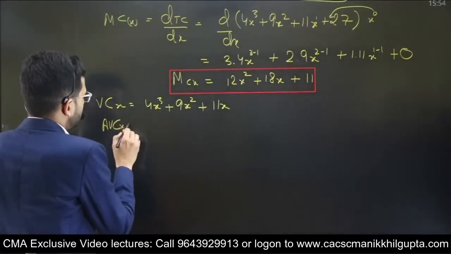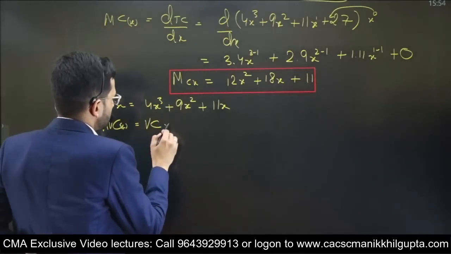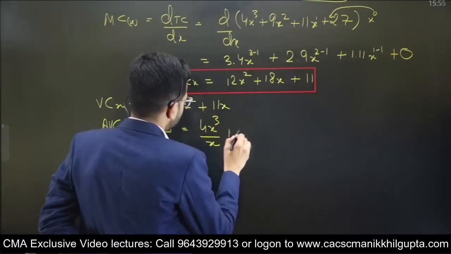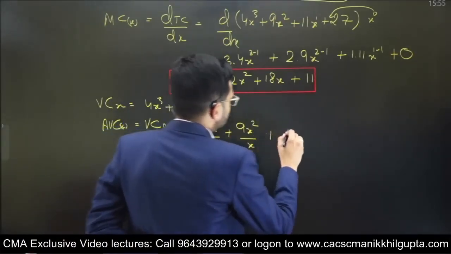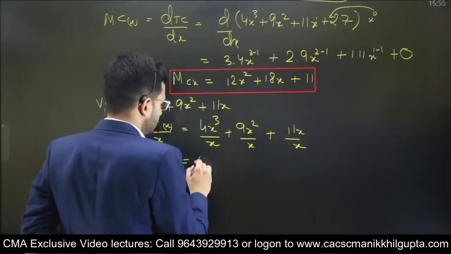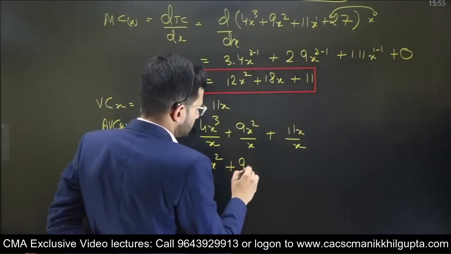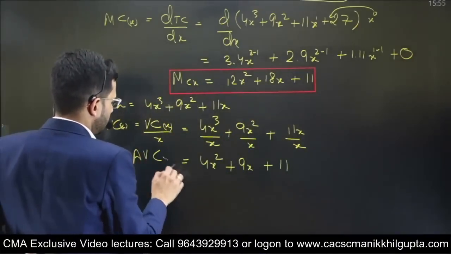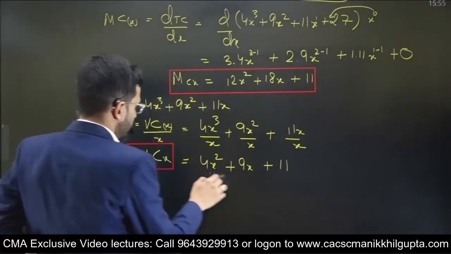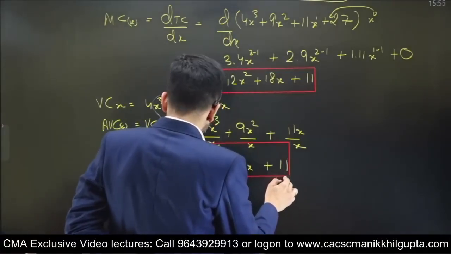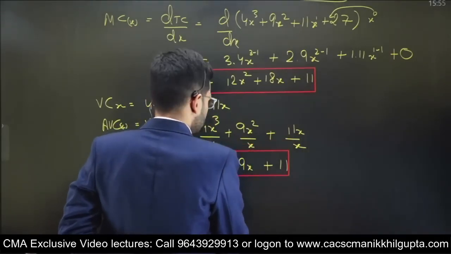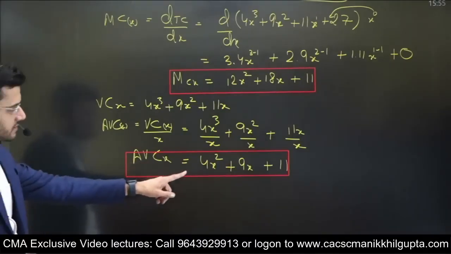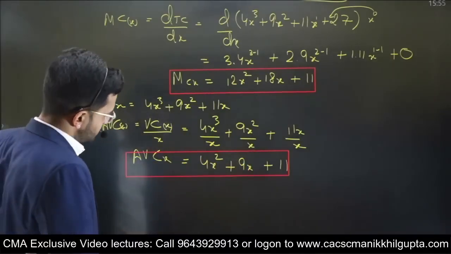So what will be the average variable cost? Average variable cost will be total variable cost divided by x. So this will be 4x cube plus 9x square plus 11x divided by x, which gives me 4x square plus 9x plus 11. This is the function of average variable cost.